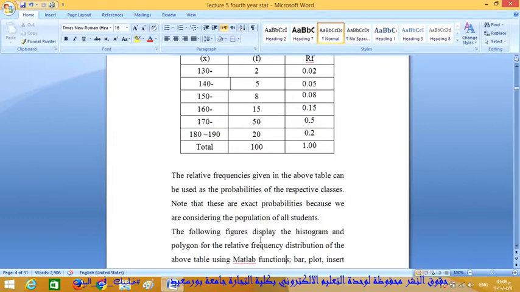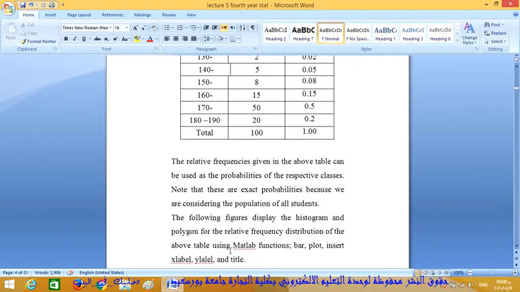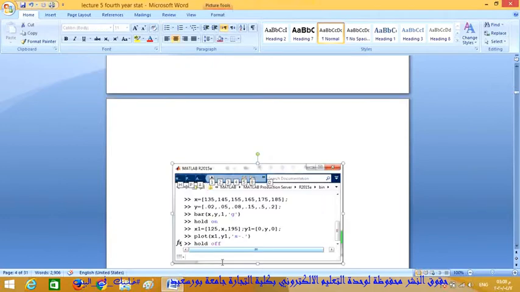The following figures display the histogram and the polygon for the relative frequency distribution of the above table using MATLAB functions: bar, plot, and insert xlabel, ylabel, and title. Okay? X, this is the midpoint of every class. The first midpoint, or the center of the first class, is 135, and the center of the last class is 185. This is the midpoint of the last class, and this is the midpoint of the first class.